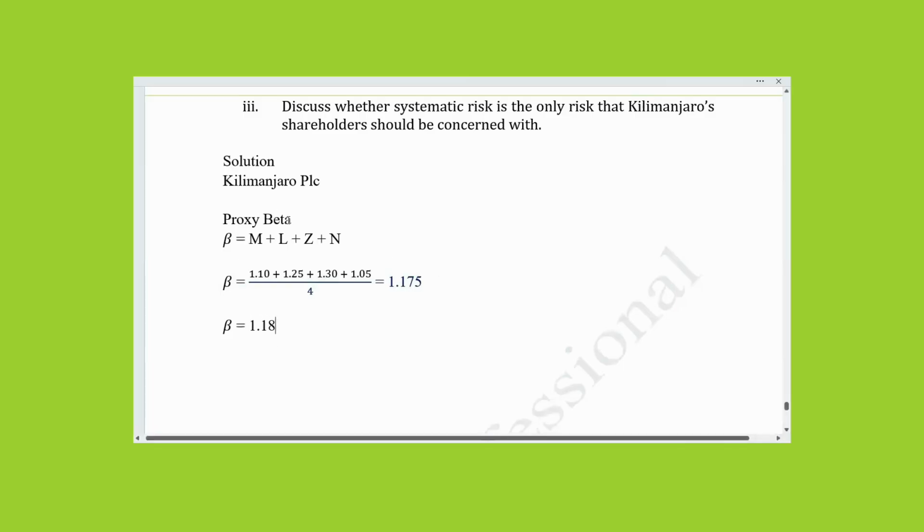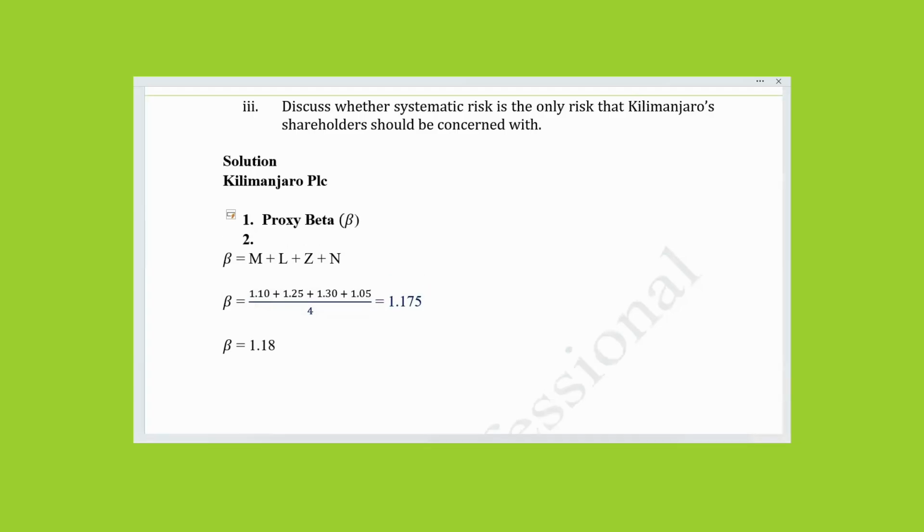So with this, we have identified the proxy beta. This is step number 1. Step number 2 says you should ungear the beta if it is geared. The beta will be geared if the proxy company has debt in its capital structure. That is what I told you last time. The beta of 1.18 will be geared if all the four freezer companies have debt in their capital structure.